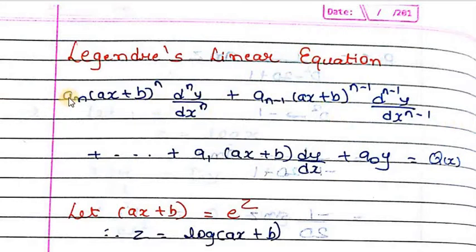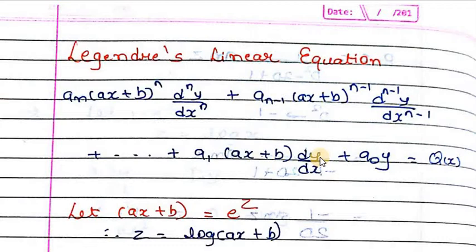The standard form of Legendre's linear equation is a_n (ax+b)^n times the nth derivative of y, plus a_(n-1) (ax+b)^(n-1) times the (n-1)th derivative of y, plus ... plus a_1 (ax+b) dy/dx plus a_0 y equals Q of x, where a_n down to a_0 are constant values. So this is the standard form of Legendre's linear equation.